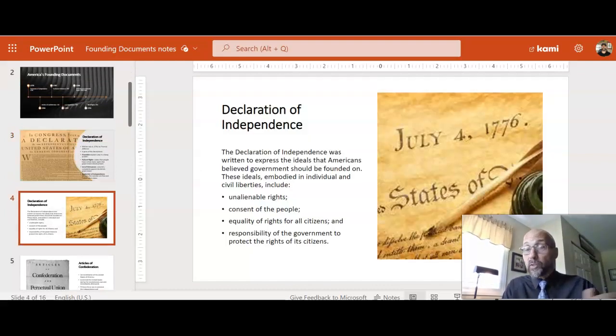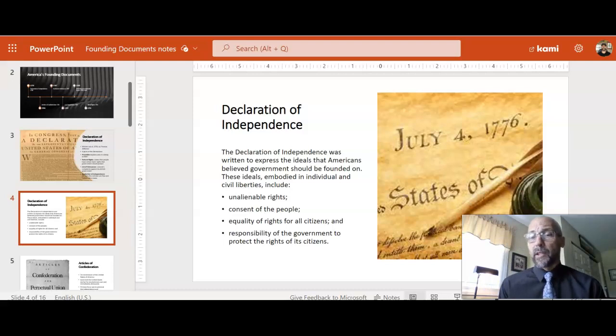So what are some of the concepts, you guys, outlined in the Declaration of Independence that we need to be aware of? Well, it says the Declaration of Independence was written to express the ideals that Americans believed government should be founded on. These ideals embodied in individual and civil liberties include unalienable rights, consent of the governed, equality of rights for all citizens, and responsibility of the government to protect the citizens' rights.